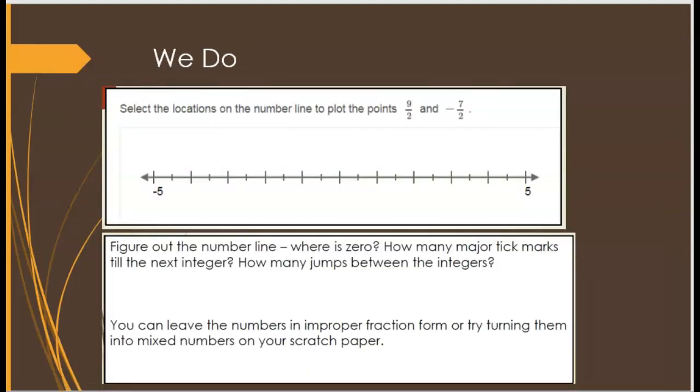So now let's try some. The first problem that we're going to do together says select the locations on the number line to plot the points 9/2 and -7/2.